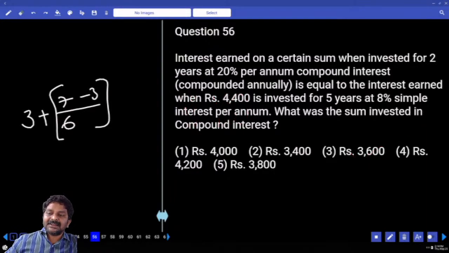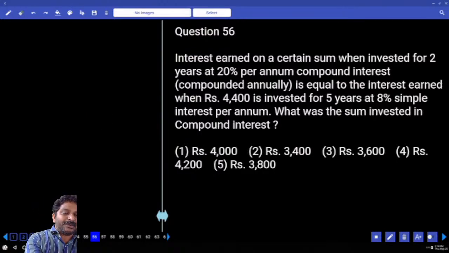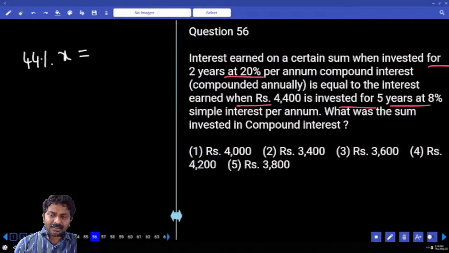Interest earned on a certain sum when invested for 2 years at 20% per annum, compound interest compounded annually, is equal to the interest earned when 4,400 is invested for 5 years at 8% simple interest per annum. What was the sum invested in compound interest? Assume x rupees invested for 2 years at 20% per annum. How much interest we will get? So this interest is equal to interest obtained on 4,400 for 5 years at simple interest per annum 8%. How much interest we will get?